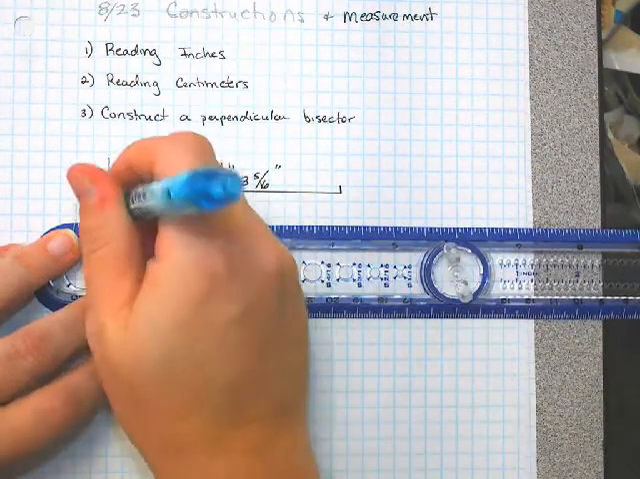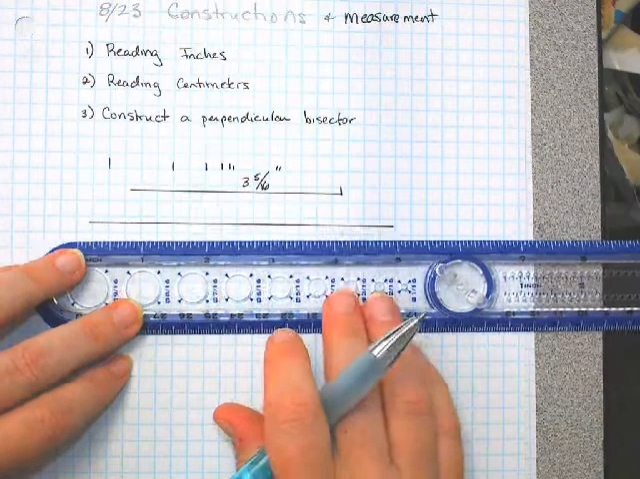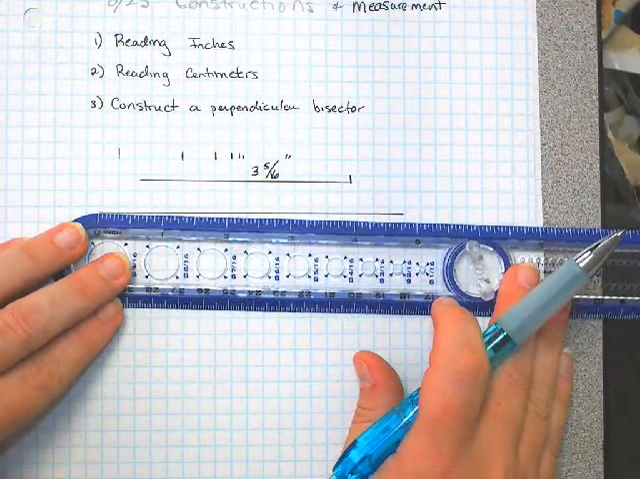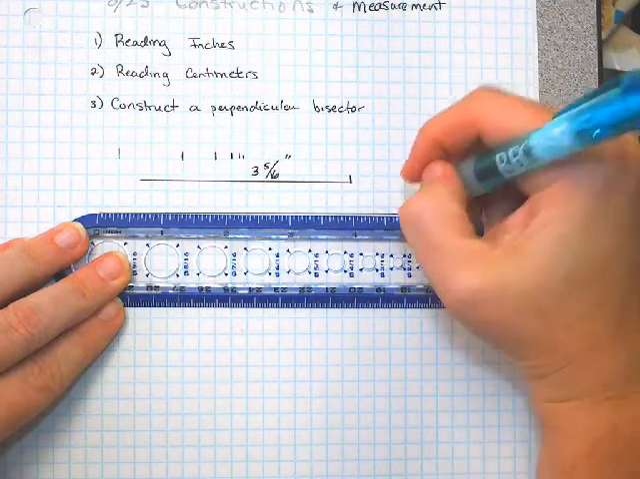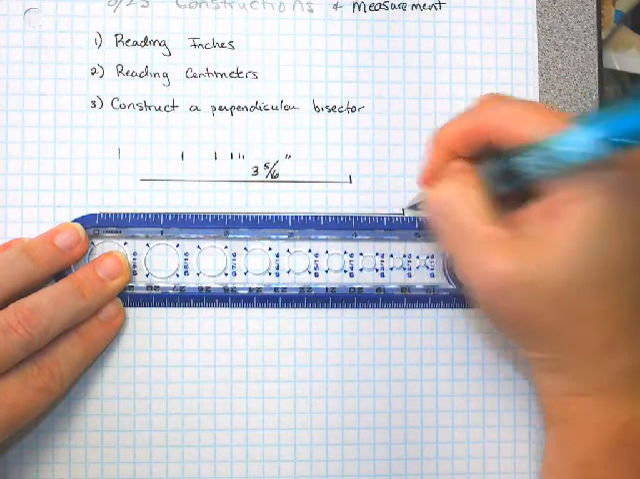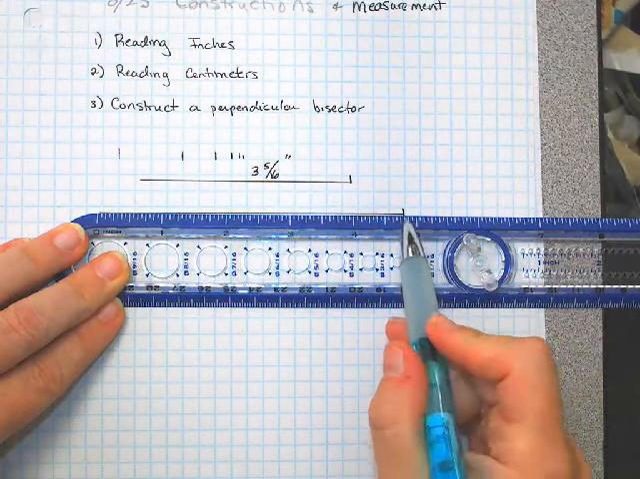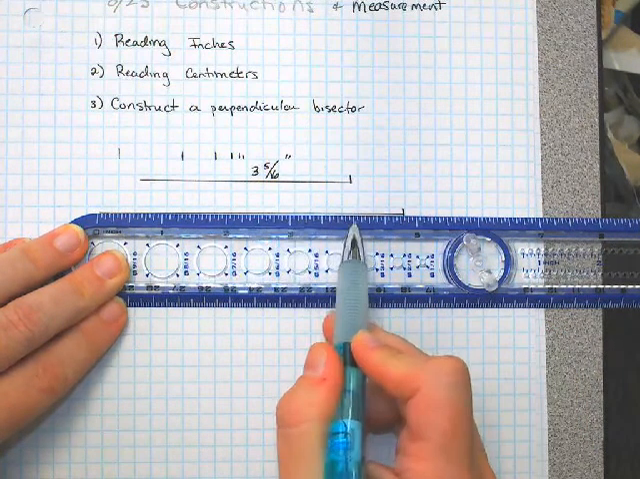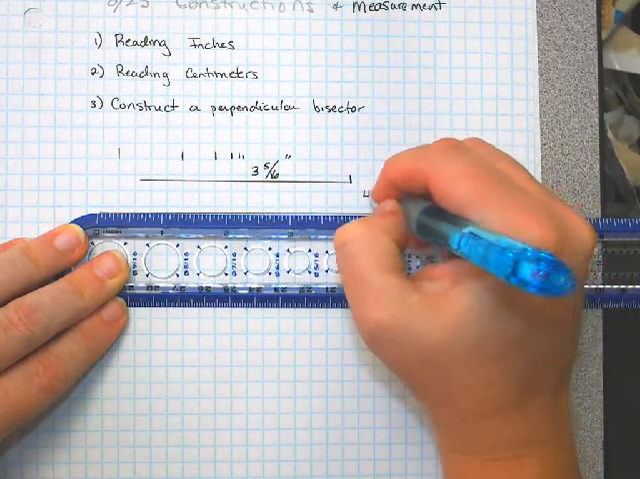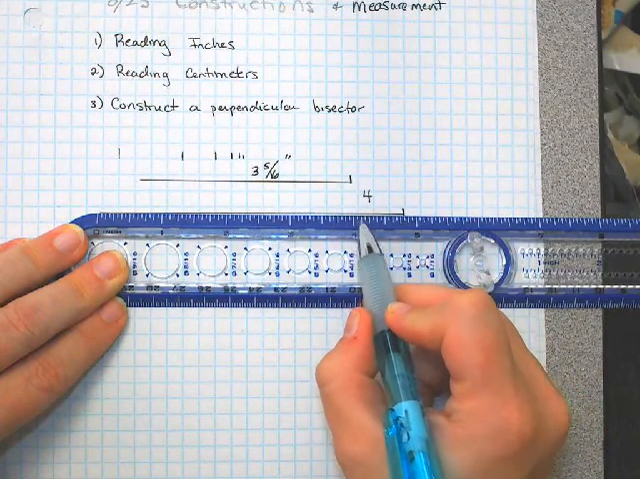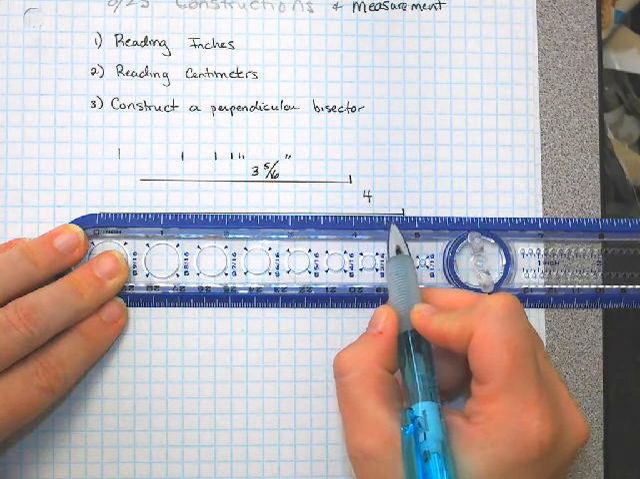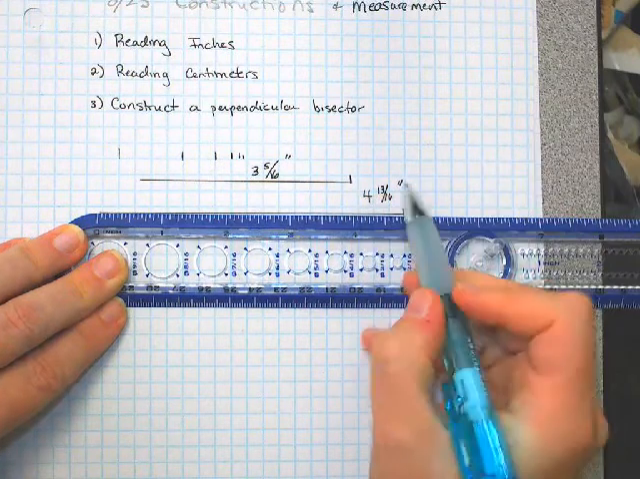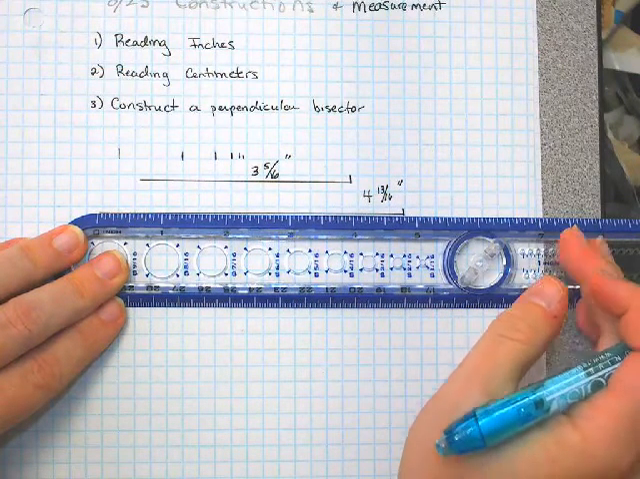Let's try another one. Go longer this time. Make sure you're setting your 0 at the end of the line and be as precise as possible. When I get to the end of my line, I'm just going to make a little hashmark, and that helps me find out where I am. Again, we wind up on the 16th. 1, 2, 3, 4 inches, and so let's see, 1, 2, 3, 4, 5, 6, 7, 8, 9, 10, 11, 12, 13/16. The double slash means inches.